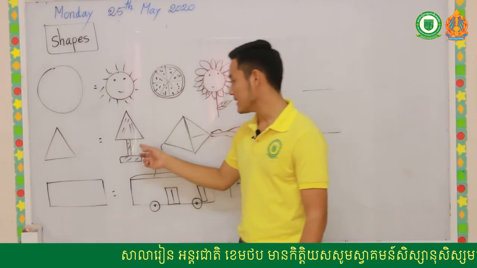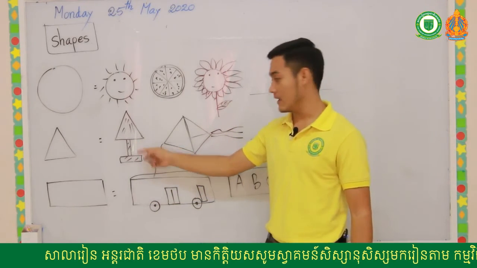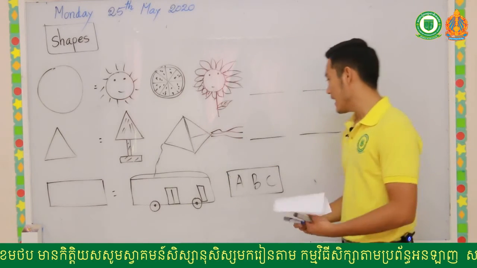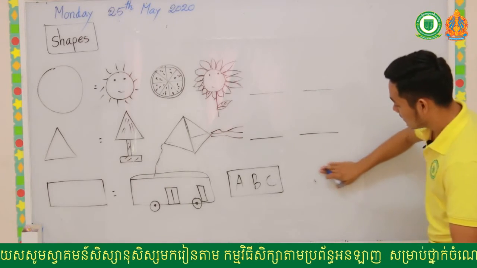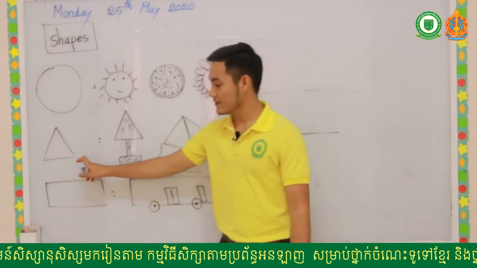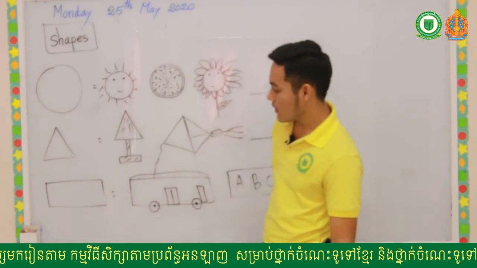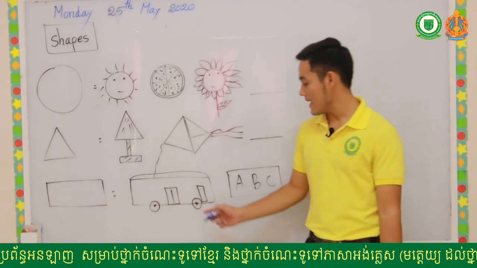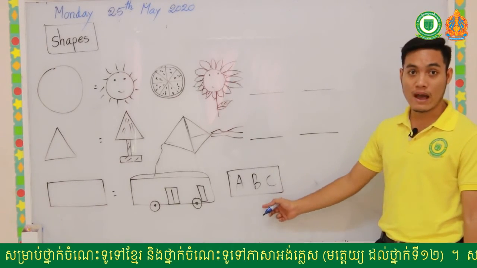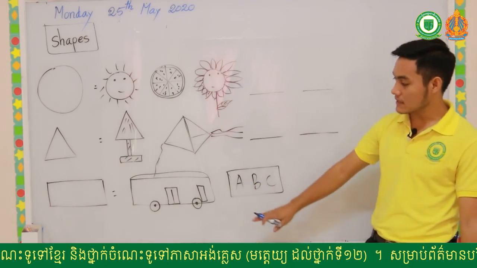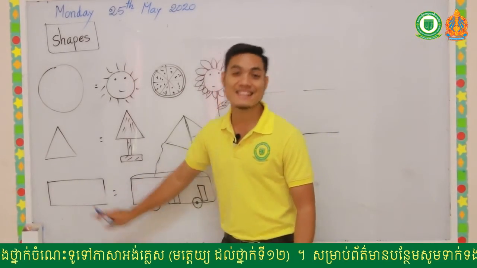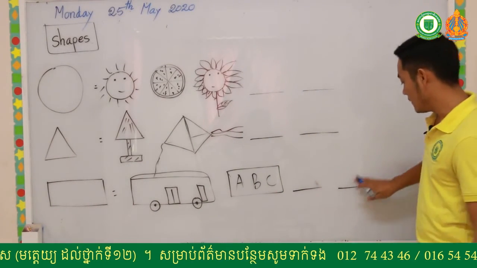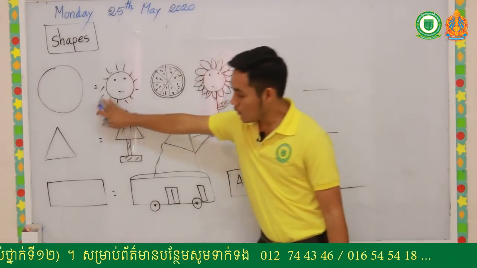Next one here is tree. Read together, tree. This one, kite. Again, kite. Okay, and please find more pictures that come from the shape of triangle. And the next one is bus. Let me say school bus. Okay, next one is whiteboard. So whiteboard and bus come from the shape of rectangle.